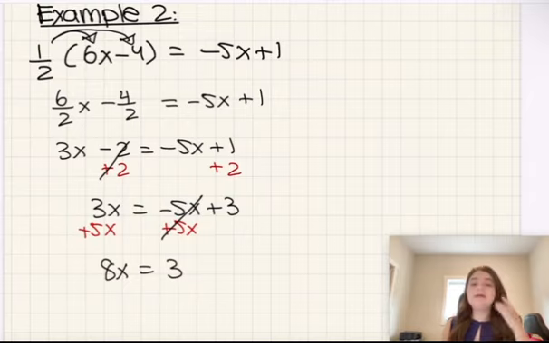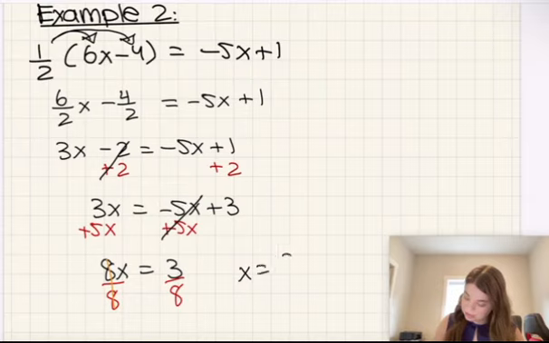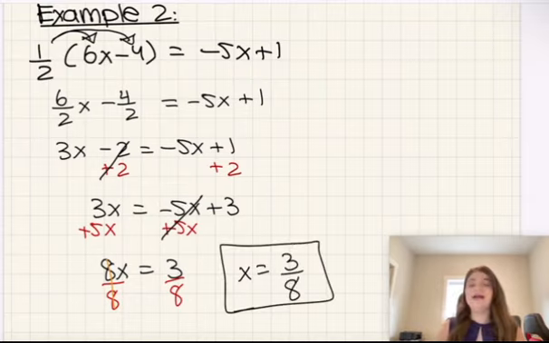And last but not least, I will divide both sides by 8. And if I do that, then these cancel out. And I'm left with x is equal to 3 over 8. And that is going to be my final answer for this one.